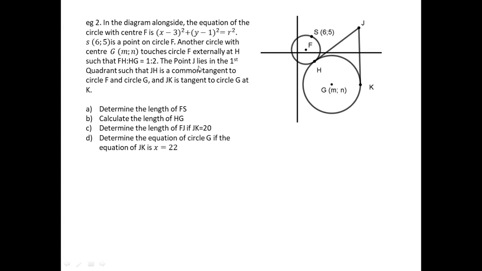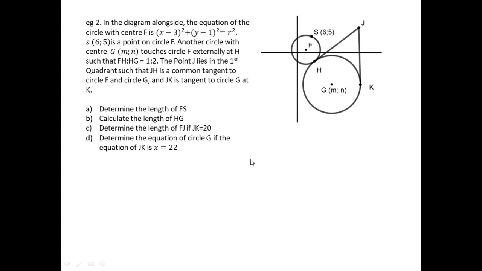The point J lies externally in the first quadrant here, such that JH is a common tangent. So JH, this line, is a tangent to this circle and to that circle. And JK is a tangent to the big circle here. It's a tangent at K. So first we need to determine the length of FS. Well, that's not going to be too difficult. We are just going to use the distance formula.